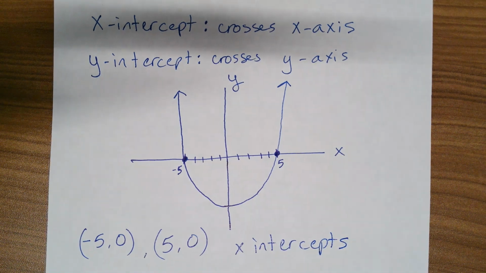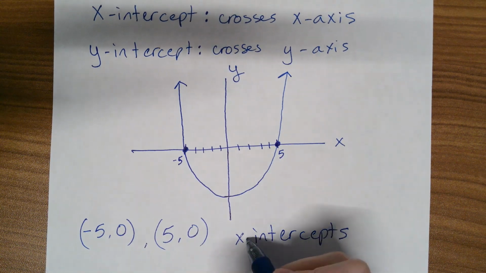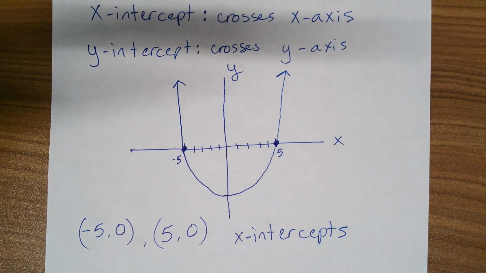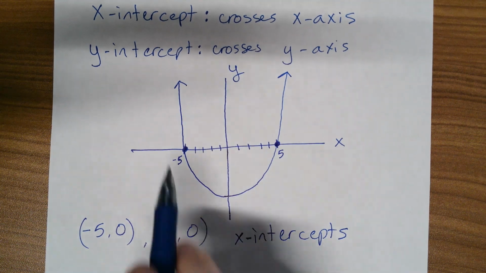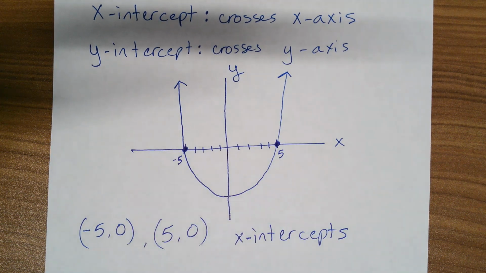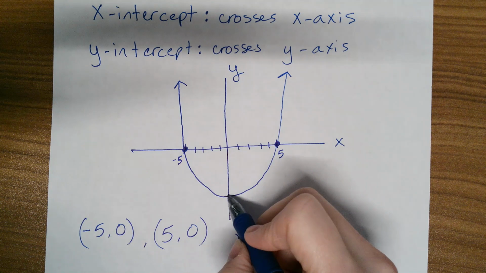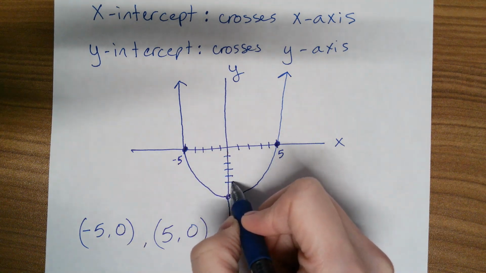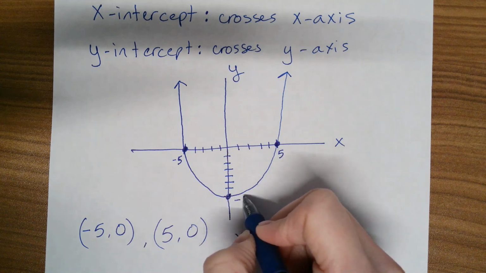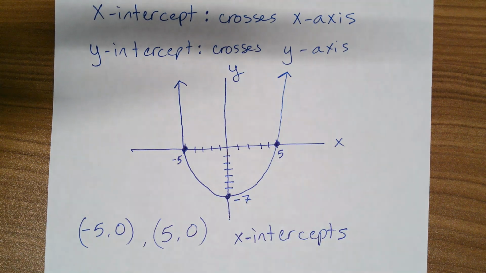Now for the y-intercept, this is again anywhere that my graph touches or makes contact with the y-axis. And we could, again, have multiple y-intercepts. We could have no y-intercepts. With this particular example, there's only one place where the graph touches the y-axis. So I only have one y-intercept, and it's this point right here. Let's say 1, 2, 3, 4, 5, 6, -7. So the y value is -7.